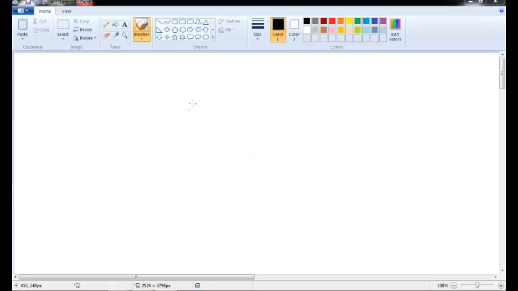Alright, so BGP has got a loop prevention mechanism. For IBGP, the loop prevention mechanism, we call it split horizon. But this split horizon is different from the split horizon that we saw in RIP. They are not the same.